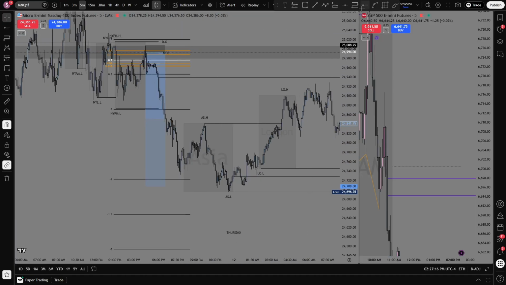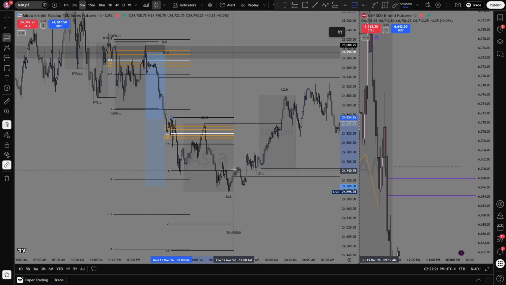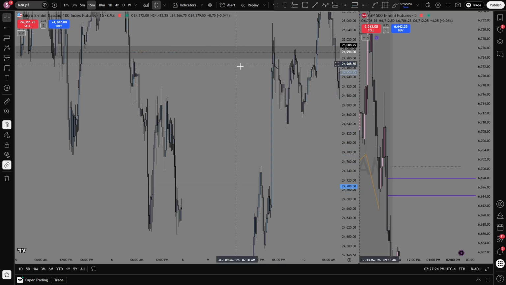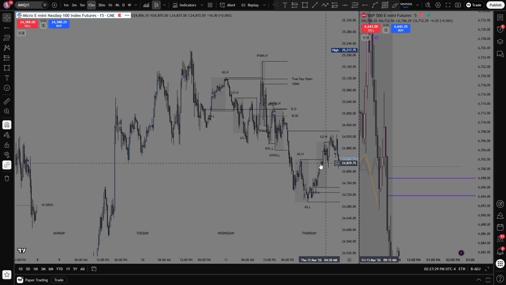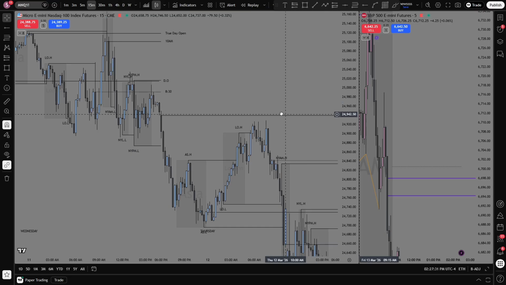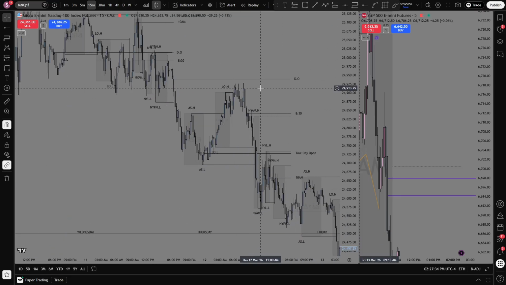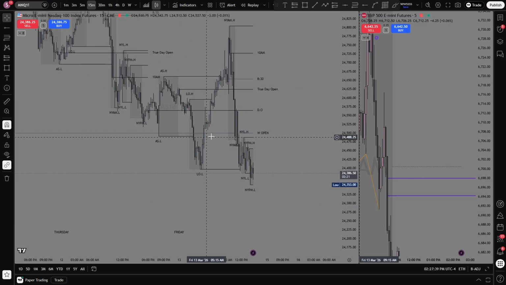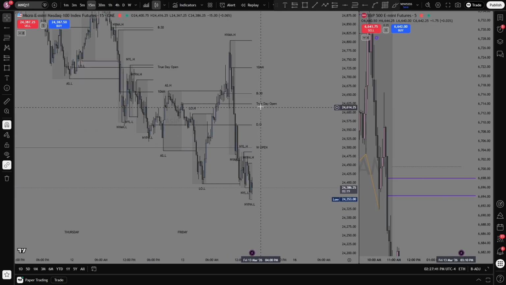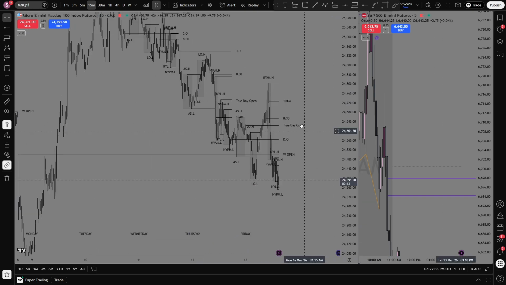If you still don't believe me, pretty sure it's right here too. Boom. Right? 5 minute is really good for this too. I really like the 15 minute just so I don't get chopped out a lot or get the wrong bias. 15 minutes is really easy to see. We are clearly respecting this. Clearly respecting this.